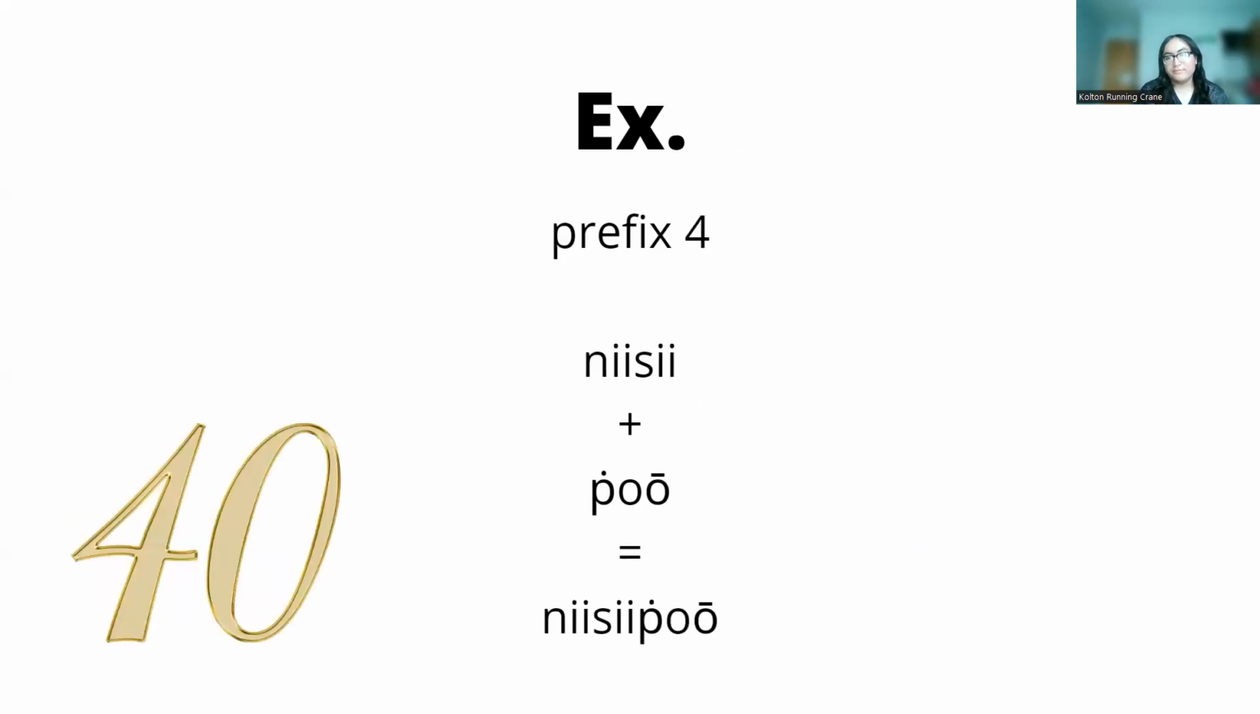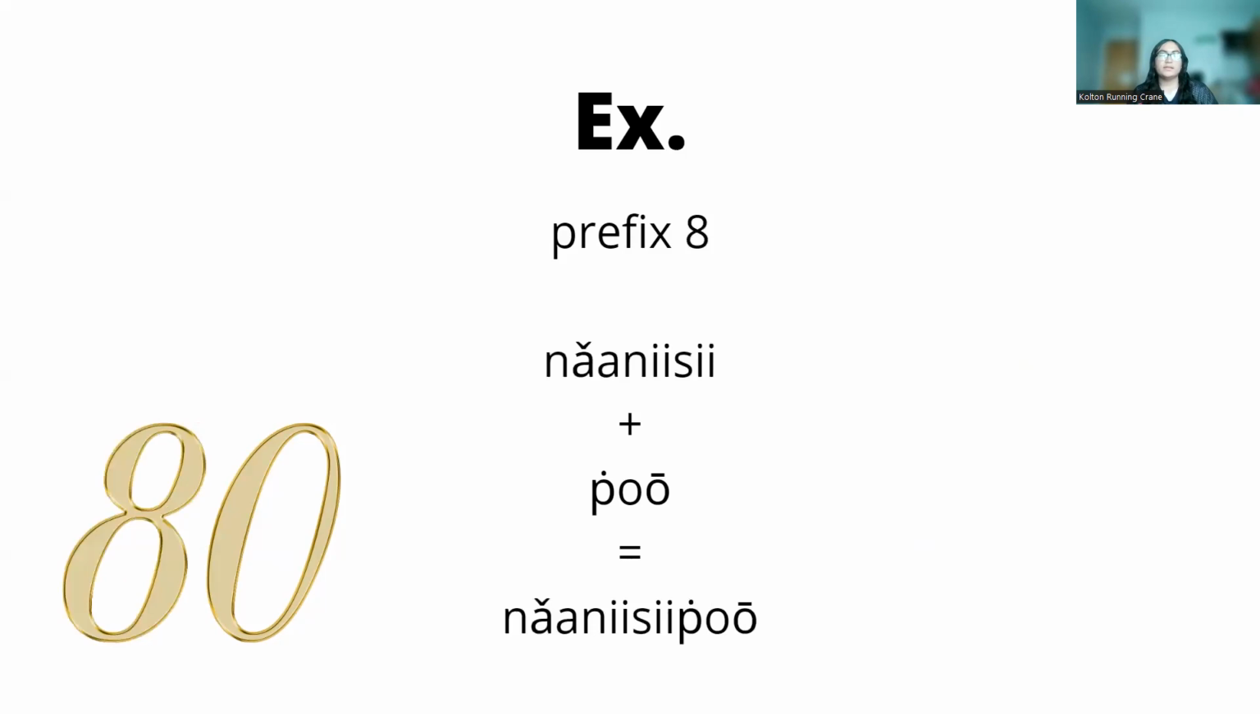If we take the prefix for 4, for instance, nisi, and add it to bu, we get nisipu, which is 40. If you take the prefix for 8, which is nanisi, and add it to bu, we get nanisipu, which is 80.